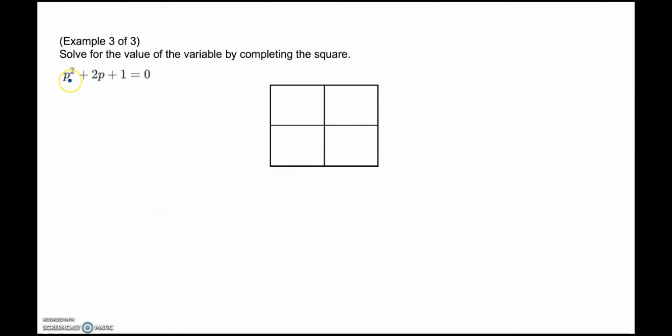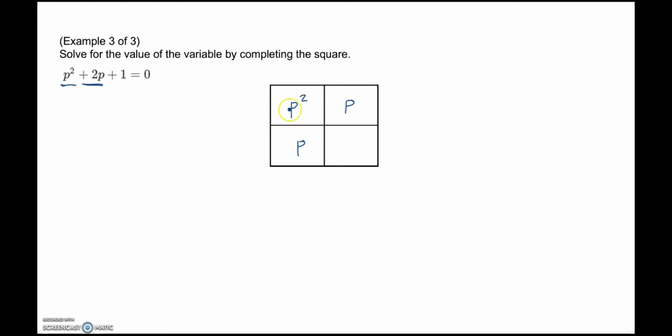Now let's work on our last example question to complete the square using area models. We have our trinomial here, p squared plus 2p plus 1 is equal to 0. So we're going to place our first term, p squared, into this box. Okay? Now let's split up our second term, 2p, in half. What's half of 2p? If you guessed 1p, that's correct. We can just put that as p and p.